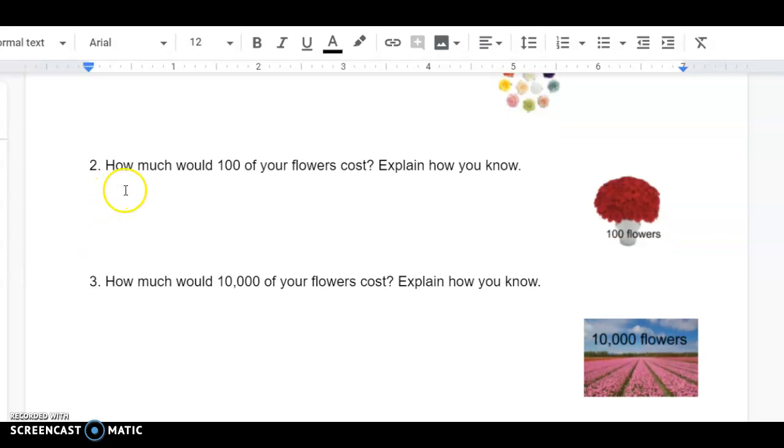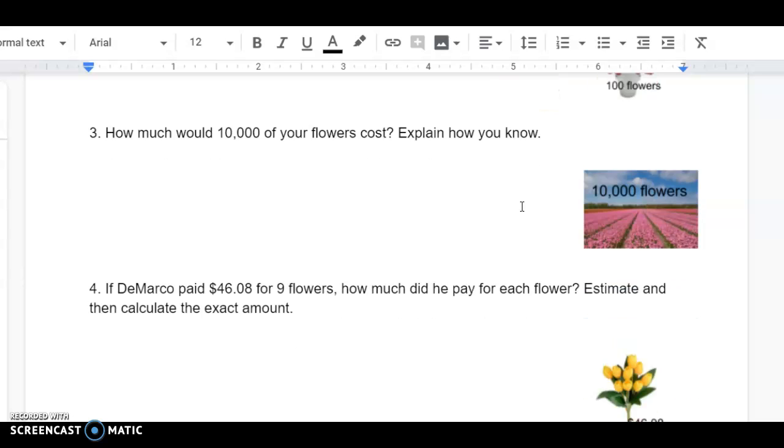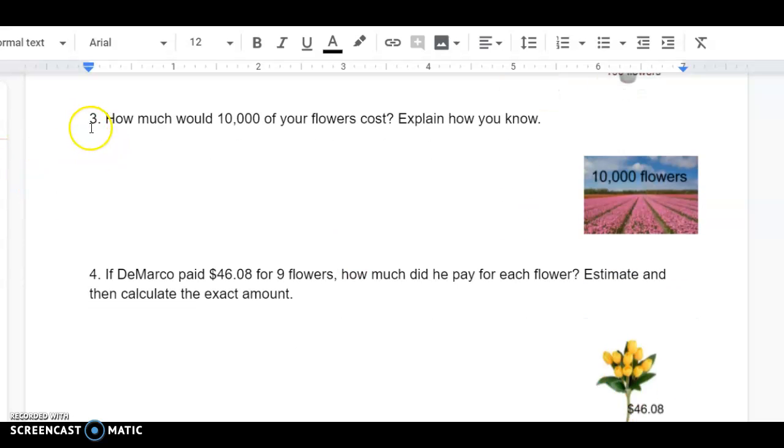Question 2. How much would 100 of your flowers cost? Explain how you know. Question 3. How much would 10,000 of your flowers cost? Explain how you know.